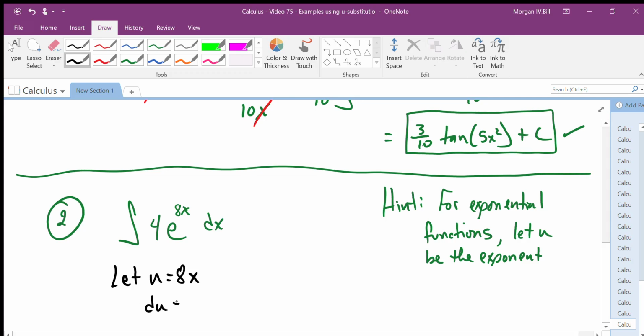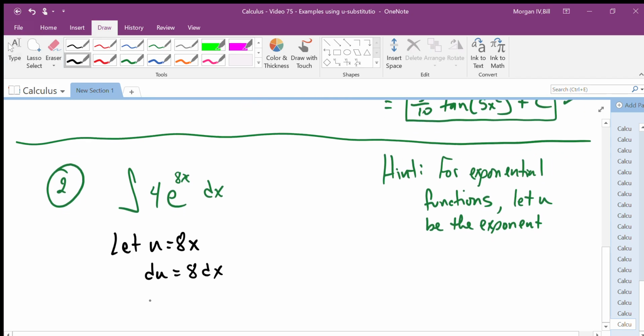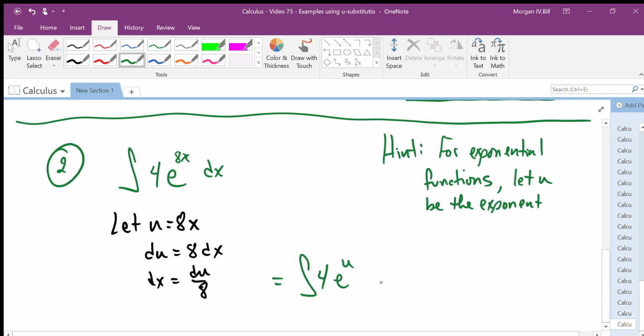Its derivative du is 8 dx. Derivative of 8x is just 8, so 8 dx. Solving for dx, I get du over 8. So now I have, this is equal to the integral of 4. That's going to hang out there. I'm going to replace e to the 8x with e to the u. And then dx becomes du over 8.